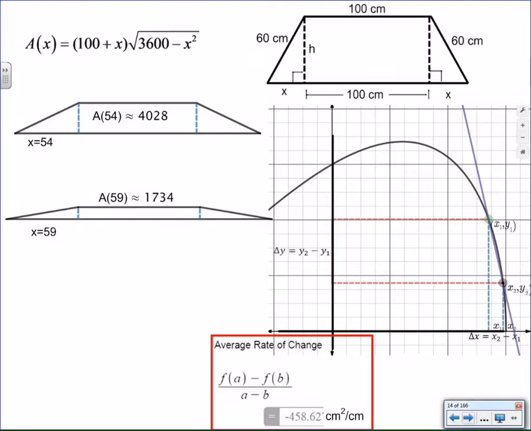Just want to point out one more thing. Another drop, this time x only went up by 5, but we see a significantly greater loss in area, and now it's up to 458.6 square centimeters lost for every centimeter increase. And that also corresponds to a significantly steeper secant line. So what we learn is that the steepness of secant lines corresponds to the speed or rate of change of any function that we study. Again, what does this have to do with calculus?